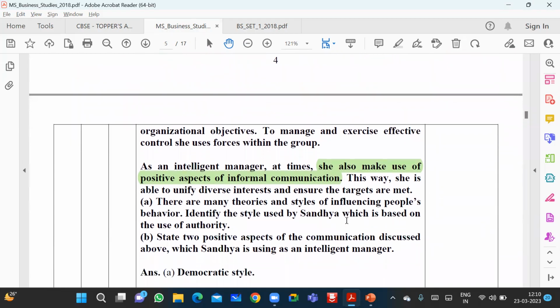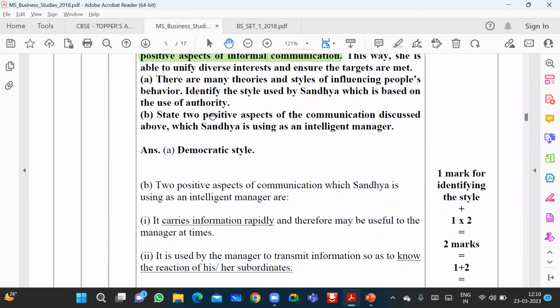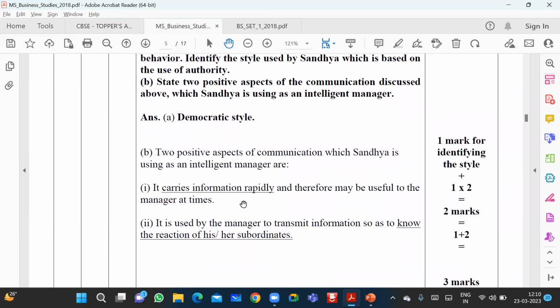You have to write the two positive aspects, that is two benefits of the informal communication. So you will write the style of leadership, you will get 1 mark for it. And after that, you will write the two positive aspects, that is the two benefits of the informal communication. For each positive aspect, you will get 1 mark, and for 2 points, you will get 2 marks. So 1 plus 2 is equal to 3 marks.